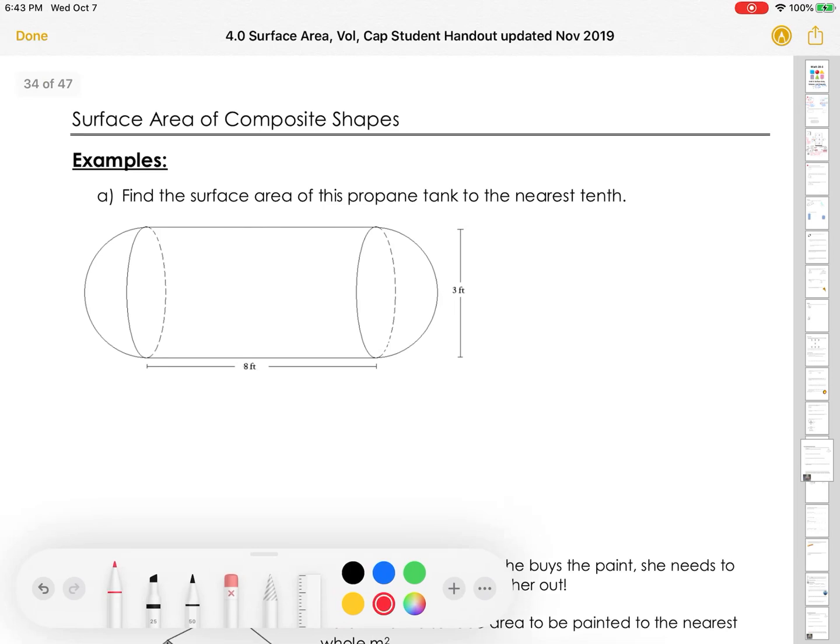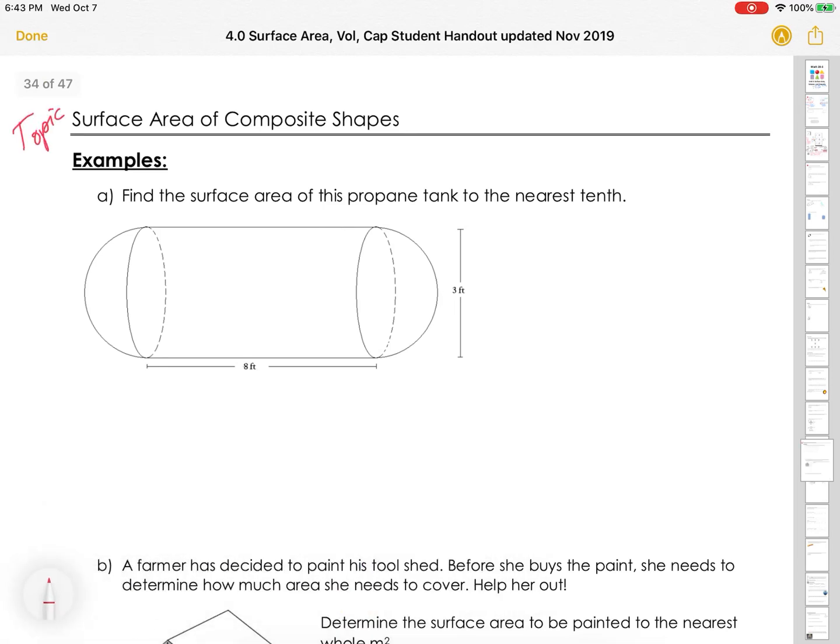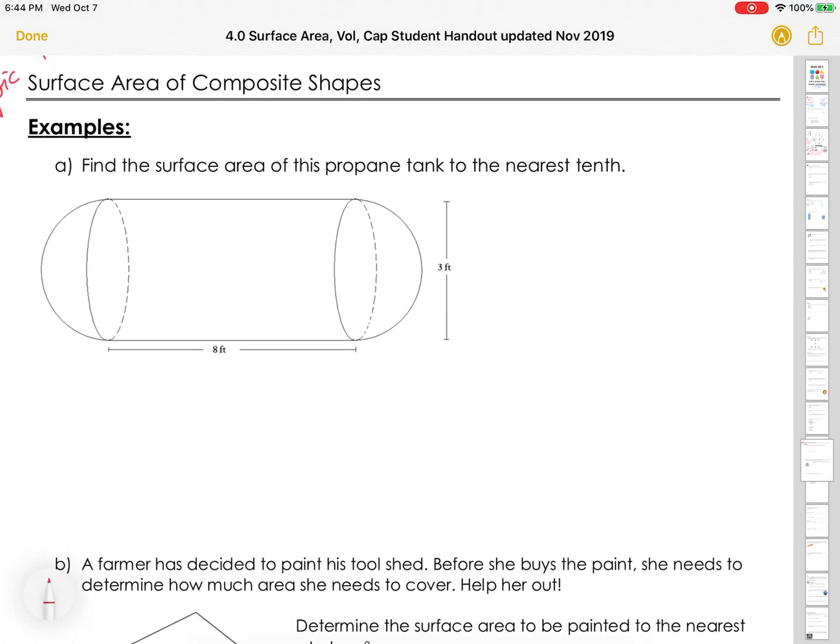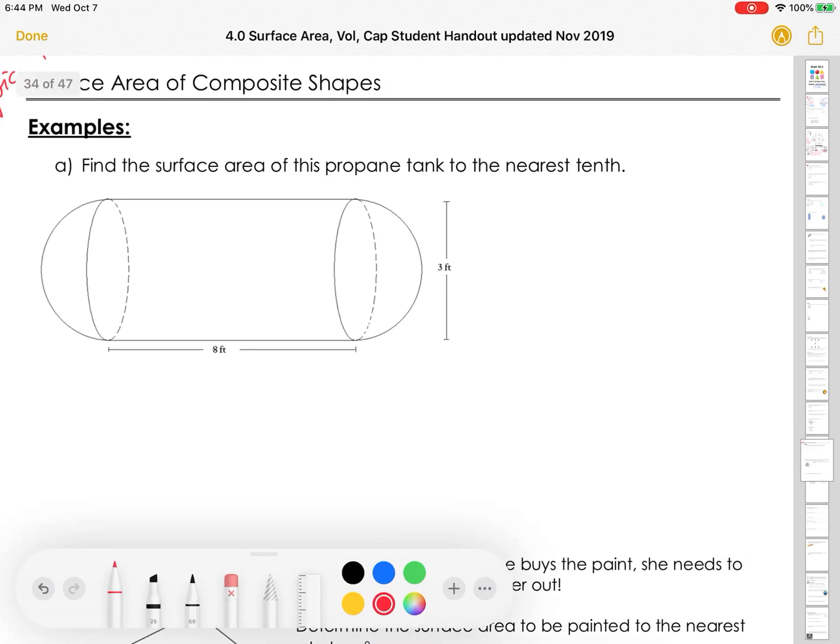Okay, so here we're doing topic 9. Surface area of composite shapes. So earlier we looked at the volume of composite shapes. Now we're going to look at surface area of composite shapes. Now this does involve some thinking, but it is putting the pieces together.